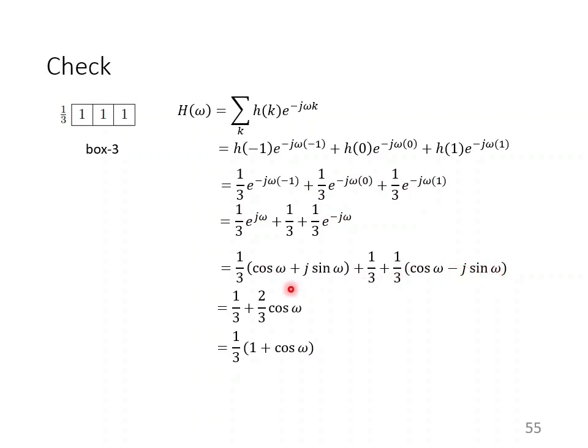Then we remove the sine terms for both values and combine them together. So this is the constant term, 1/3. And the first cosine and the second cosine, we combine their coefficients to get 2/3. So this is the final result.